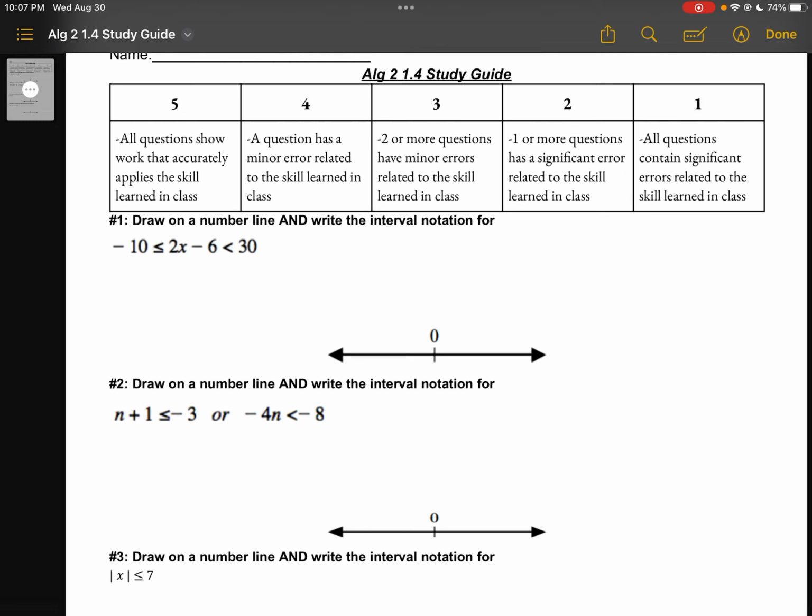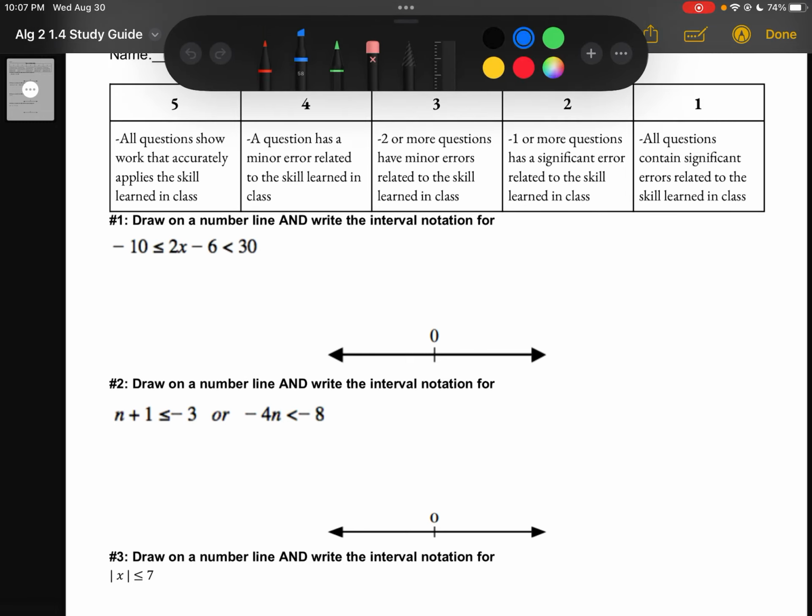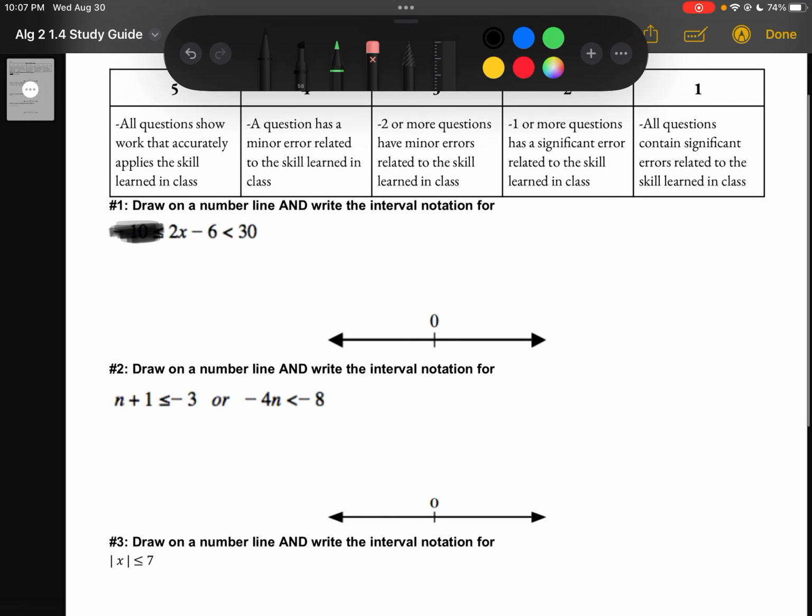All right, everybody, so looking at some solving today, and just important to remember the steps that we went over in class. So whenever we see a compound inequality, we just want to do one of them at a time. So it looks worse than it is, we just got to take the time to write it out. So our first one, 2x minus 6 is less than 30.